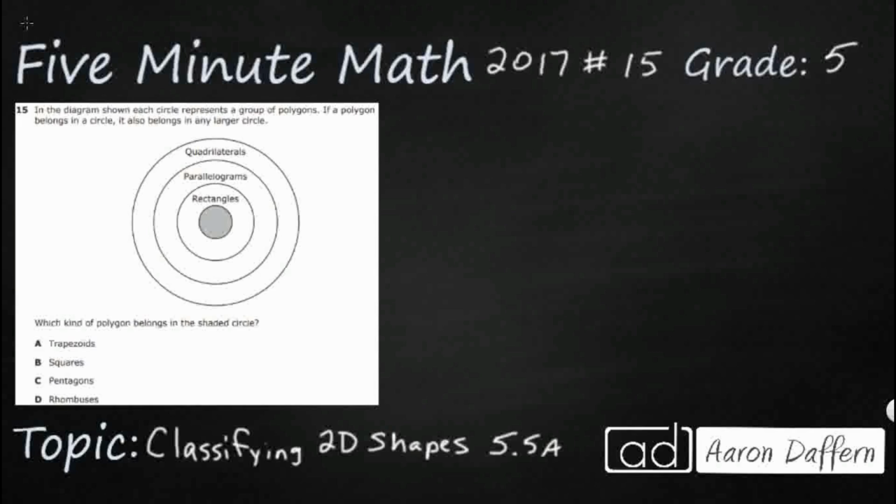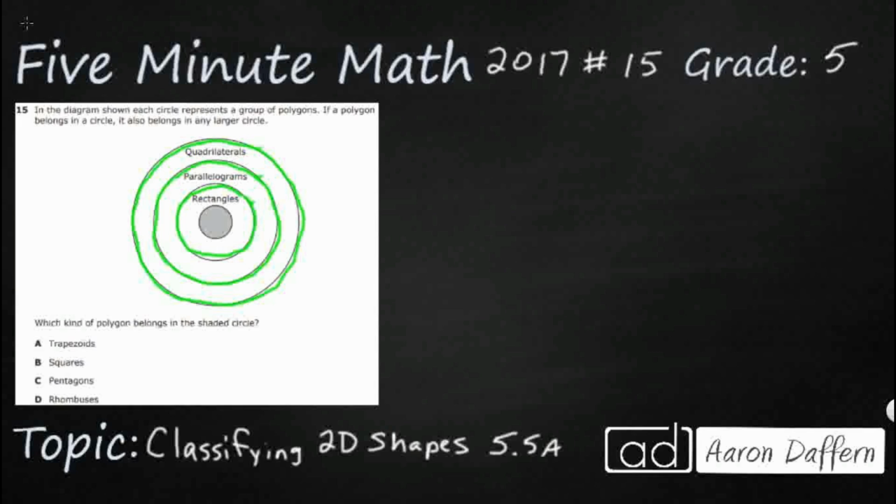So we are looking at what looks like a bullseye. We've got a diagram with some circles. So we've got quadrilaterals, parallelograms, rectangles. And it says if a polygon belongs in a circle, it also belongs in any larger circle. So that means this parallelogram circle right here automatically is included in the quadrilateral circle just because that's a larger one. And then all the rectangles right here are automatically parallelograms, and all the rectangles are automatically quadrilaterals as well, just because they're in the larger circles.